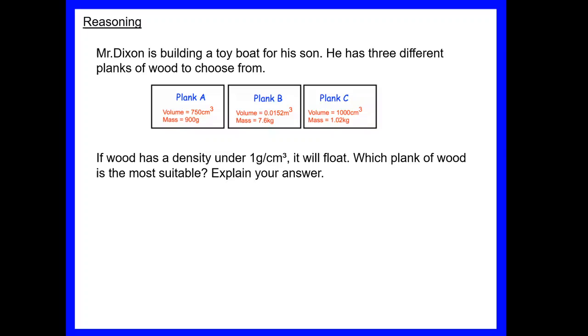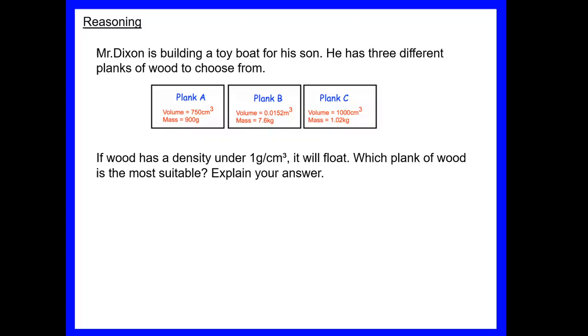Now you'll notice for each plank, the first one we've been given the volume in centimetres cubed and the mass in grams. The second one we've been given the volume in metres cubed and the mass in kilograms. And the third one, plank C, the volume is in centimetres cubed and the mass is in kilograms. So we've got a whole mixture of units there, so we'll need to decide which units we want to use. It said if the wood has a density under 1 gram per centimetres cubed, it will float. Which plank of wood is most suitable, and explain your answer.